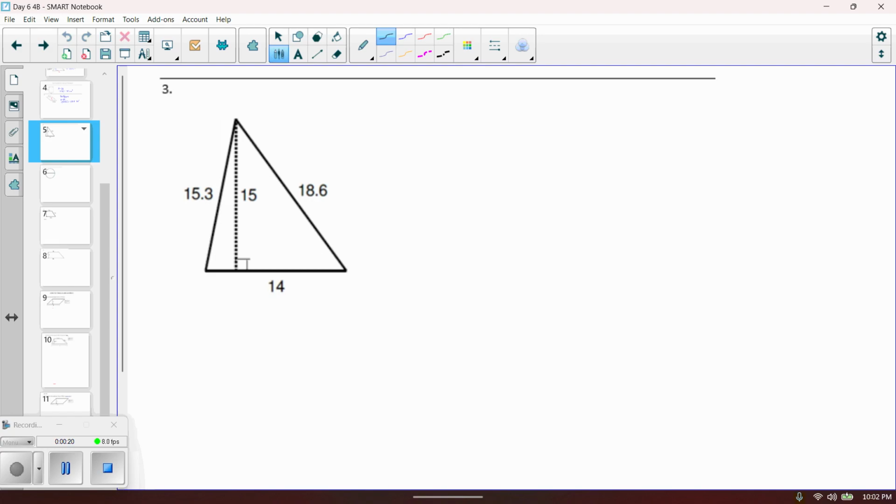So the next problem, again, hopefully you guys recognize that as a triangle. Remember that the area of a triangle is 1/2 the base times the height being multiplied together. So in this case, 14 is your base. And the height, remember, has to go from the top straight down, perpendicular to the base. So the height is going to be 15.